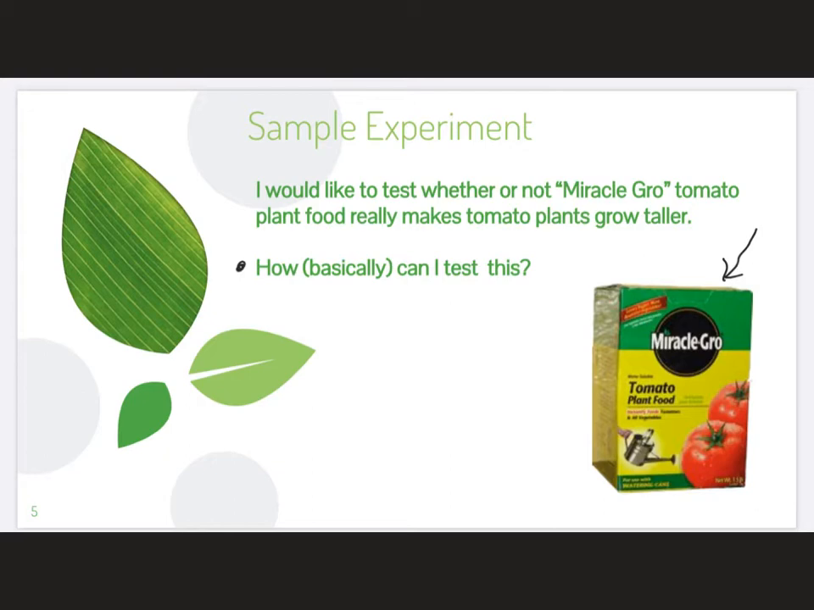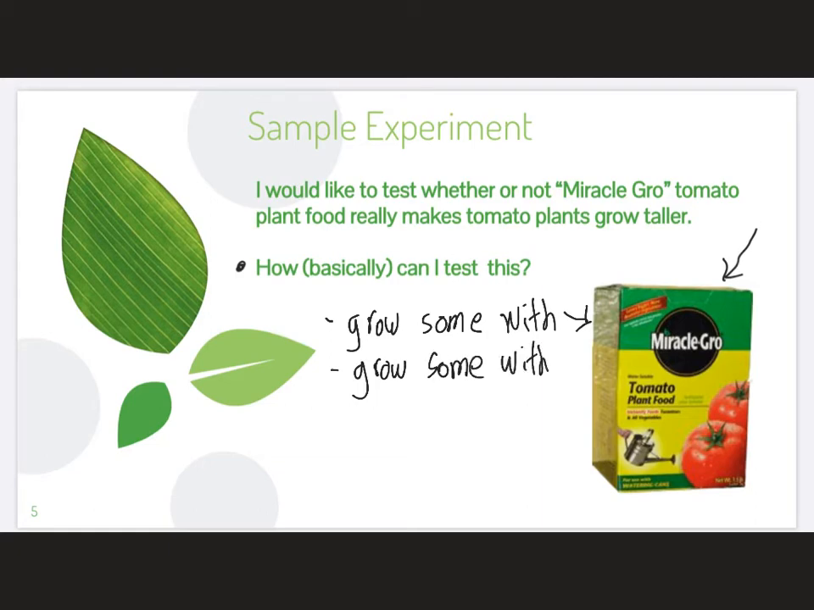So my general procedure might be something like, I'm going to grow some plants with this fertilizer, and I'm going to grow some plants without it. And then I'm going to measure the plants, right, and see how tall they are. So that's my general idea for how this experiment is going to go.